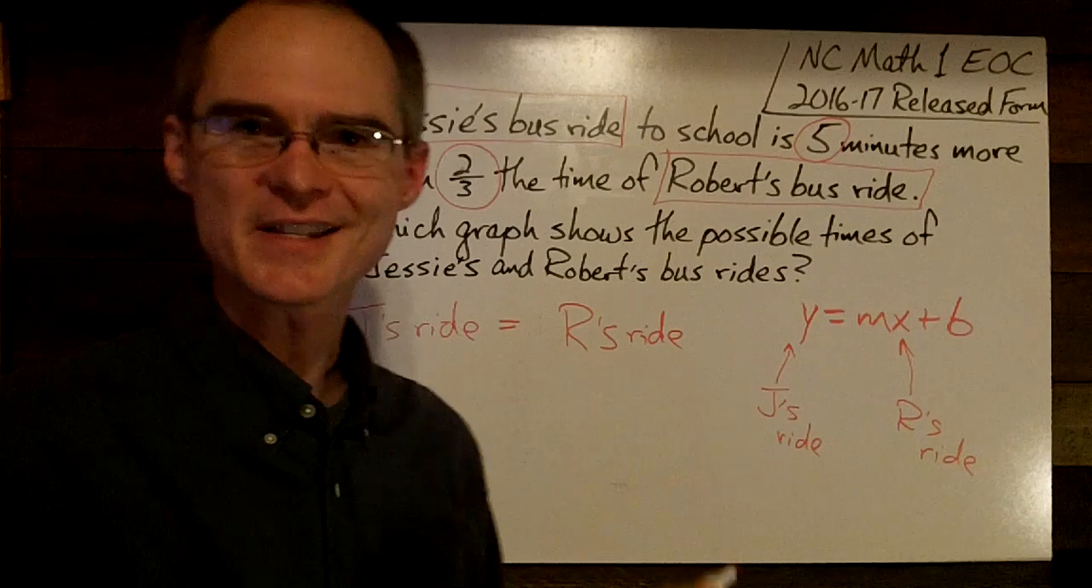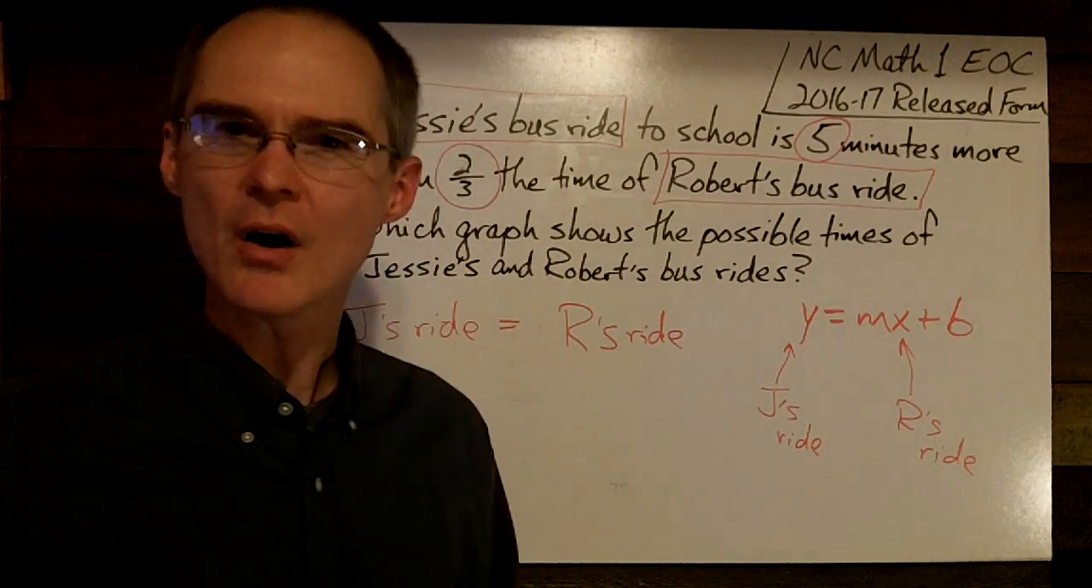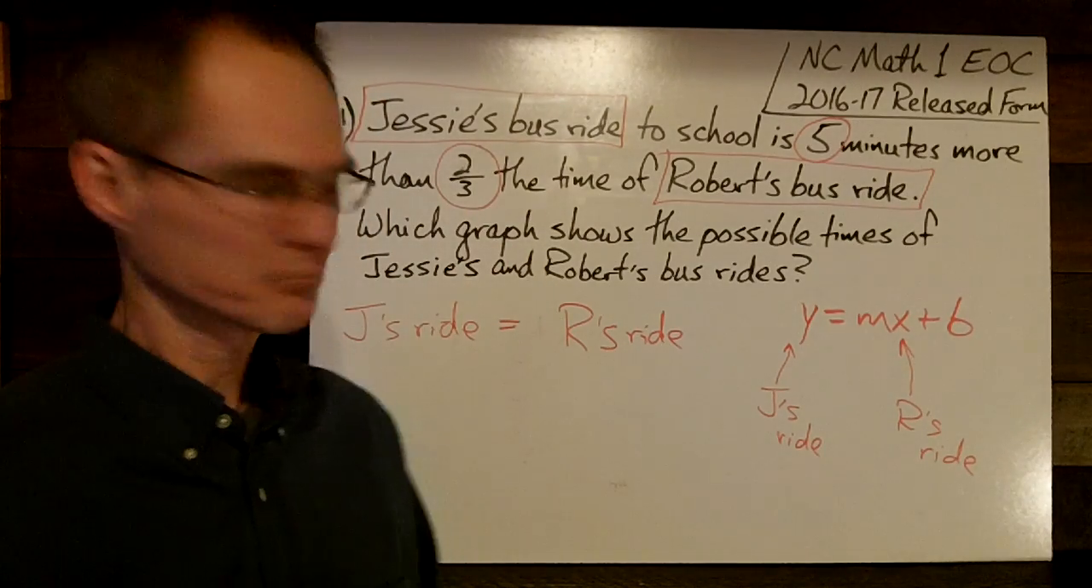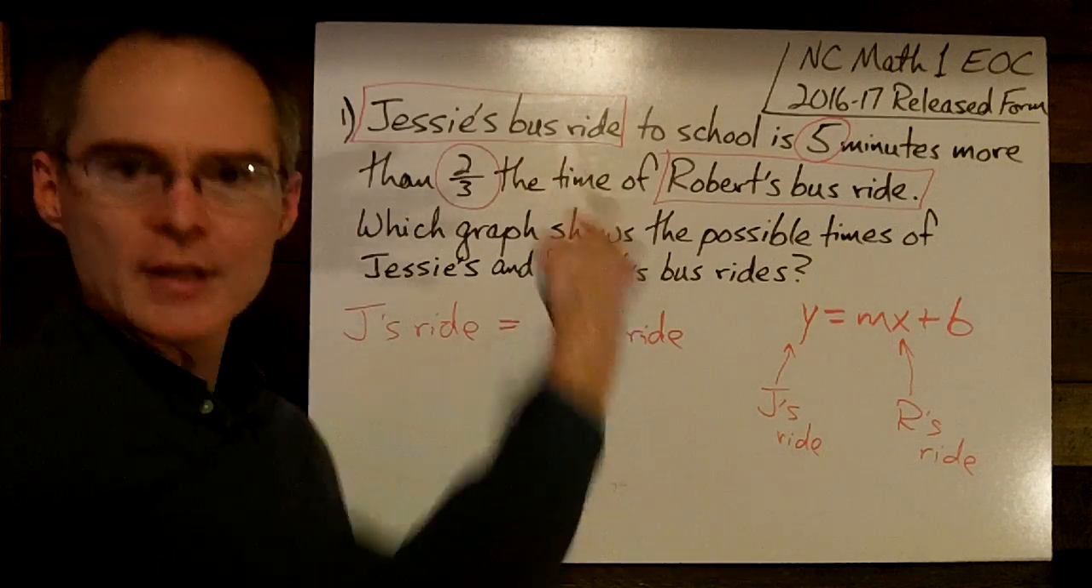Now, I know that's not what the sentence says. I've just simplified it to give me a way to get started on how I could turn this into an equation. Okay, so Jesse's bus ride equals Robert's bus ride, if it were that simple.